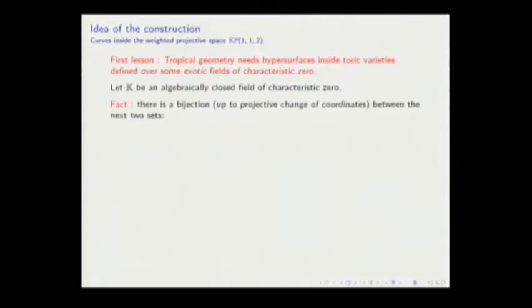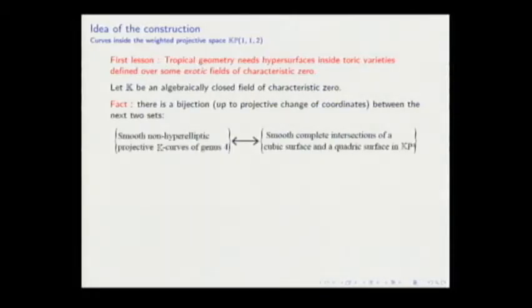So the first lesson is that tropical geometry needs hypersurfaces inside toric varieties defined over some exotic fields of characteristic 0. These fields are known as non-Archimedean, but nevertheless they are algebraic. They may be algebraically closed, characteristic 0. So we need to generalize this classical result for complex curves, that any smooth non-hyperelliptic projective curve of genus 4 is realized as a smooth complete intersection of a cubic and a quadric in projective space. This is done because you want to work with a hypersurface in a toric surface.